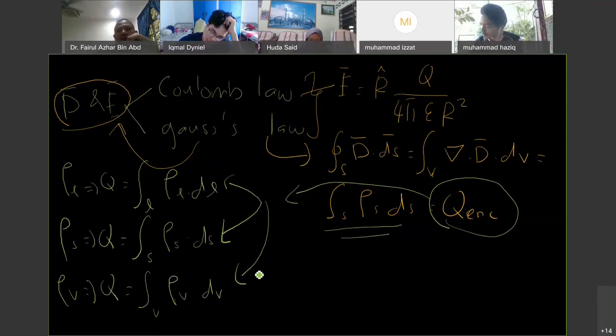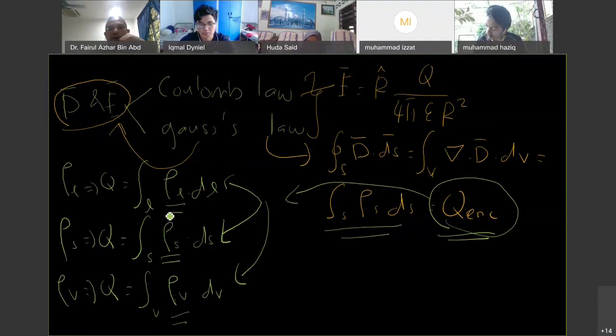So it depends on how the charge is given. Either the charge is given as an absolute value, or in line density, surface density, or volume density. So we can find the value of Q by using this series of formulas.